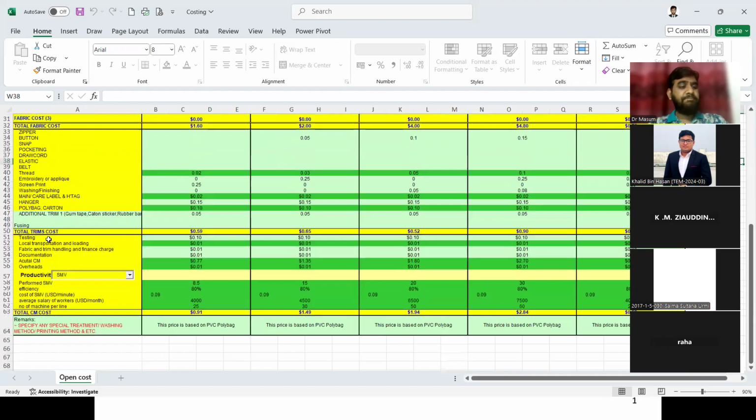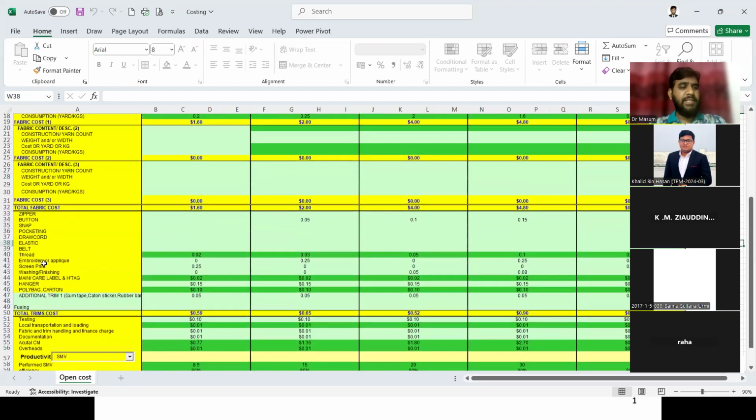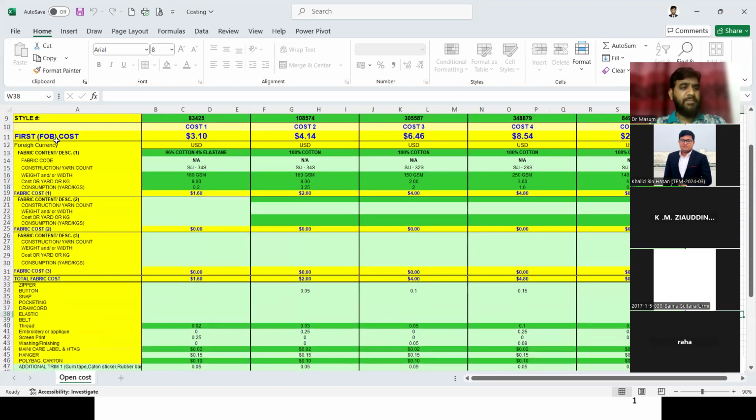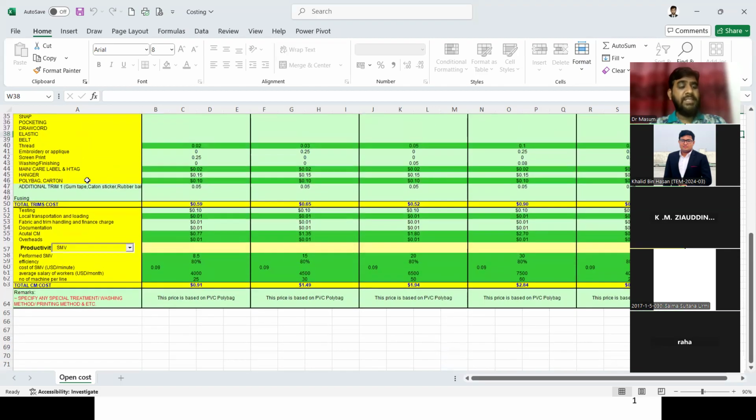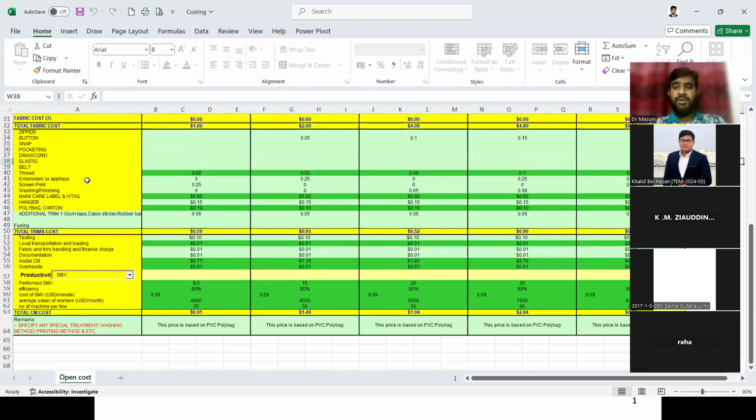And then other services, support services. Say for example, testing, local transportation, fabric trim, documentation, actual CM, overheads. Here the differences are coming from here. In our analysis, we say that direct materials up to this point, from here to there, these are all direct materials, because these materials you can trace with the finished output.